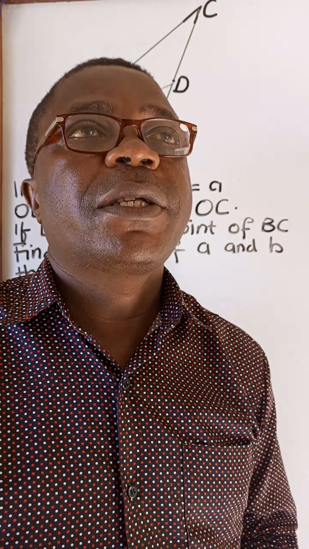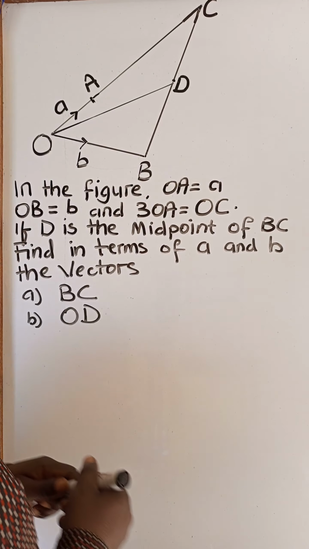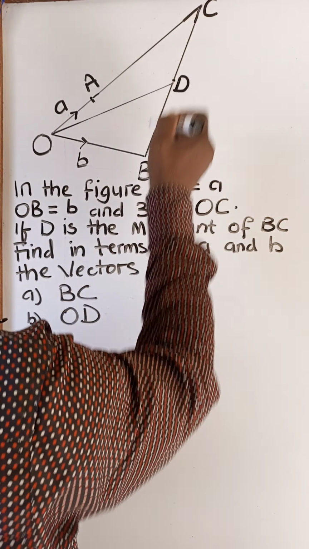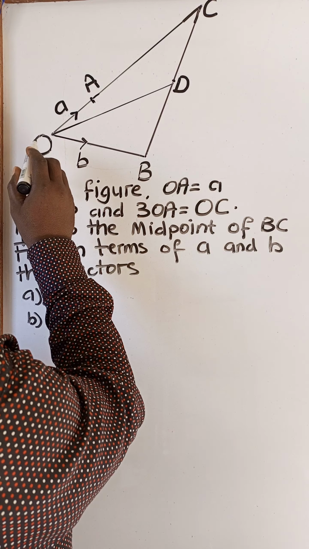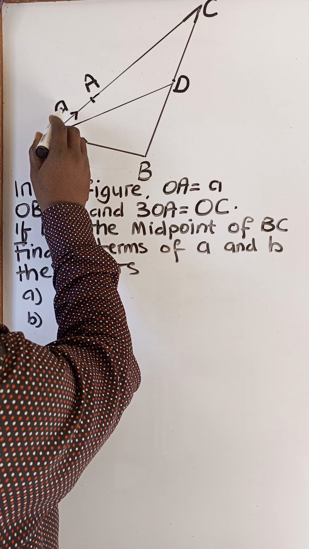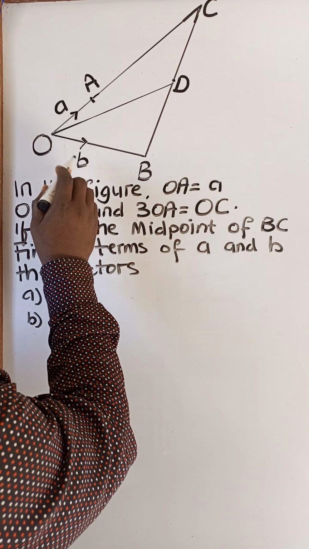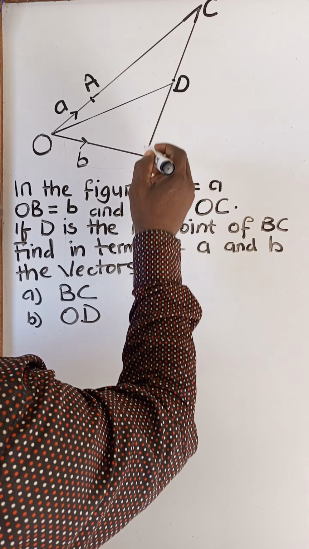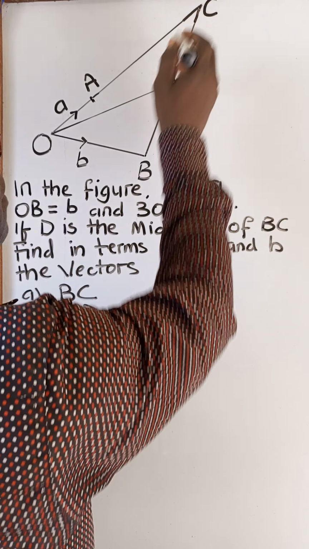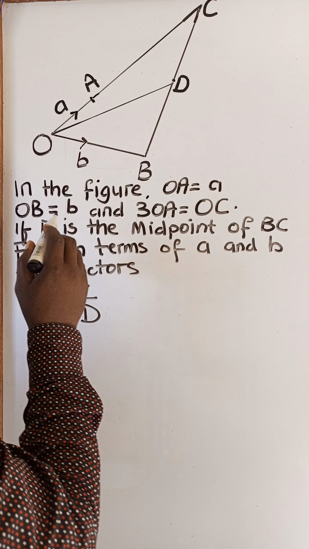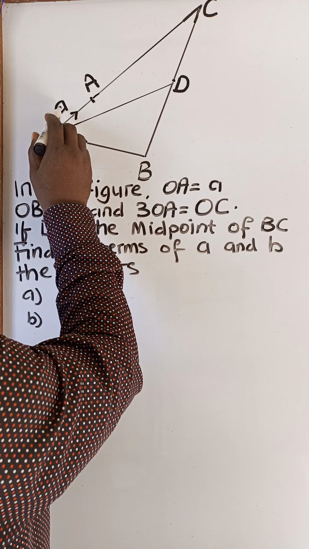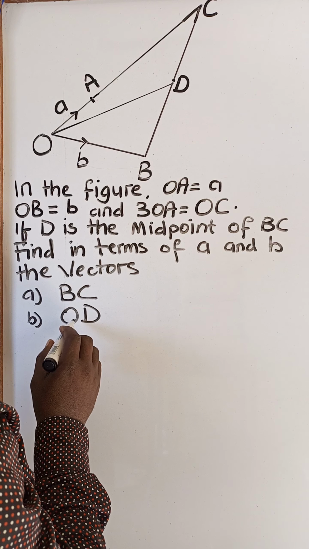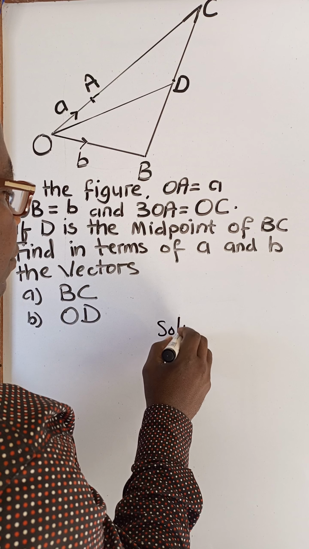Hi, let's look at this question on vector diagrams. We have this vector diagram O, C, B, and we are told that from O to A we have the vector small a, O to B we have the vector small b, and the point D is the midpoint of BC. Now we have to find, in terms of vector small a and vector small b, the vectors BC and OD. How is that done?